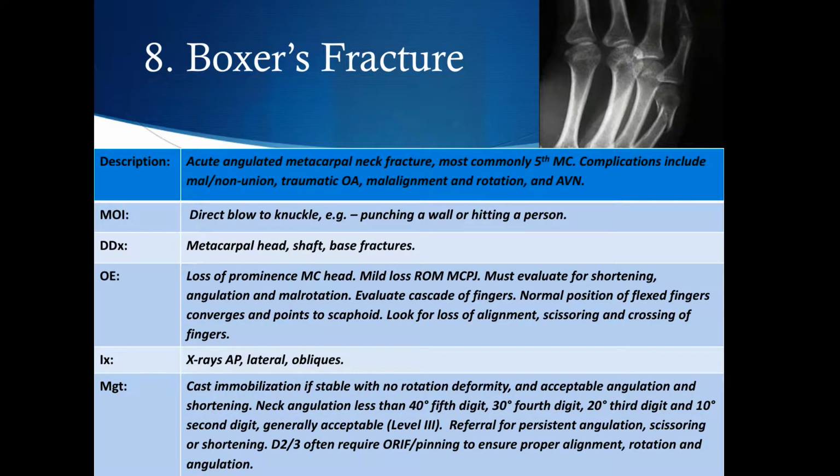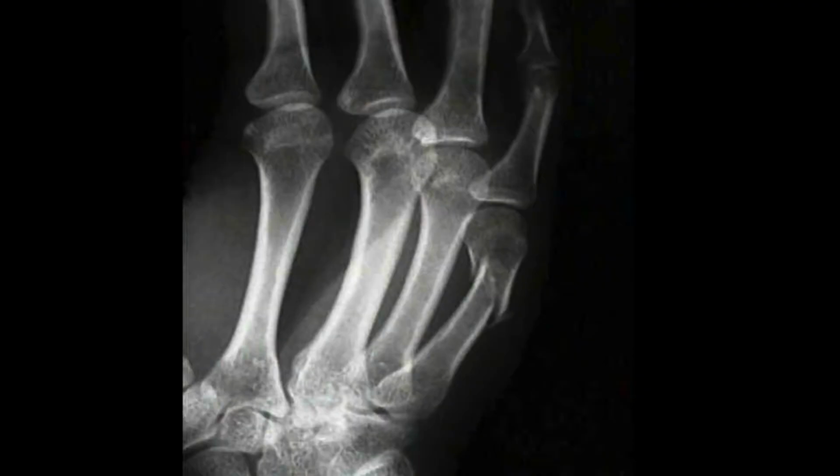Boxer's fracture is the next injury, and this is usually a result of an acute angulated metacarpal neck fracture, most commonly involving the fifth metacarpal. Complications can include mal-union and non-union of the fracture, traumatic osteoarthritis, malalignment and rotation, and avascular necrosis. The mechanism is a direct blow to a knuckle from punching a wall or hitting a person. Differential diagnosis would include other metacarpal fractures and MCPJ injuries.